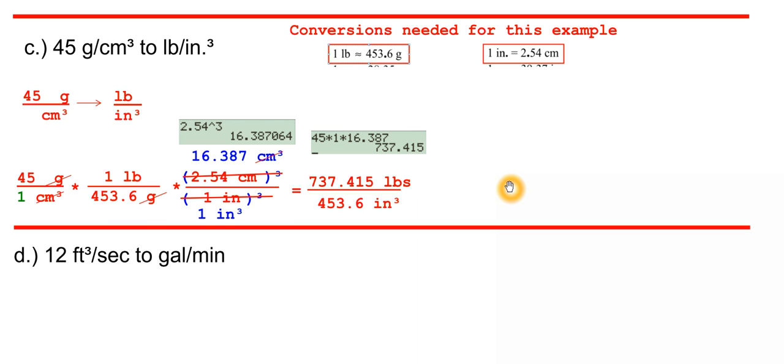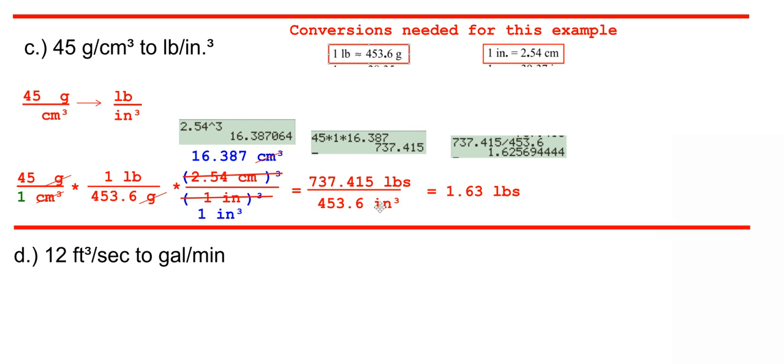Okay, proceeding on. Now we're just going to divide on a calculator, 737.415 divided by 453.6, and it should give you the right value of 1.625694, so on and so forth. But we're going to round this one to 2 decimals once again. Highly recommend you ask your instructor how many decimals they want, or take a look at your problem and see how many decimals are needed.